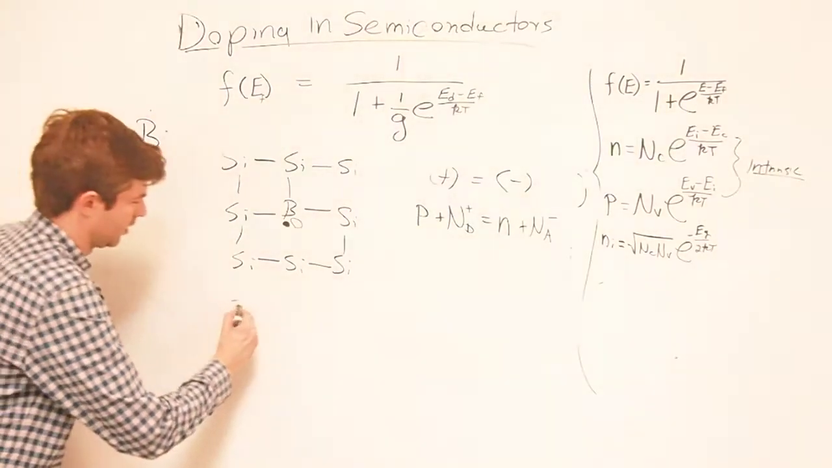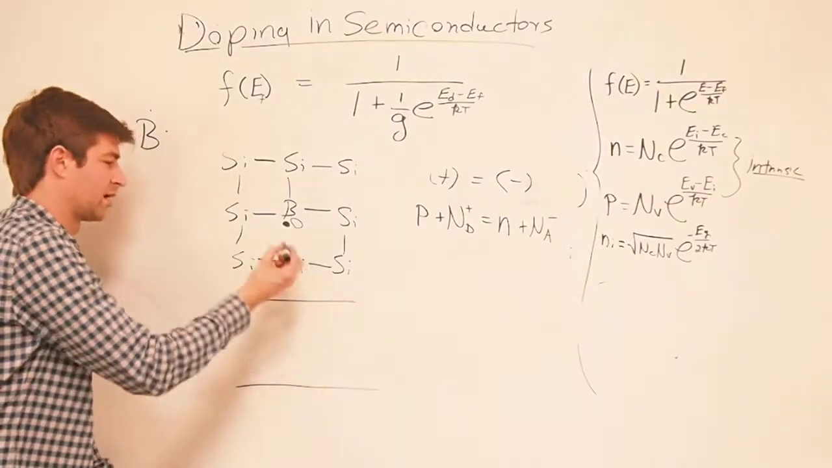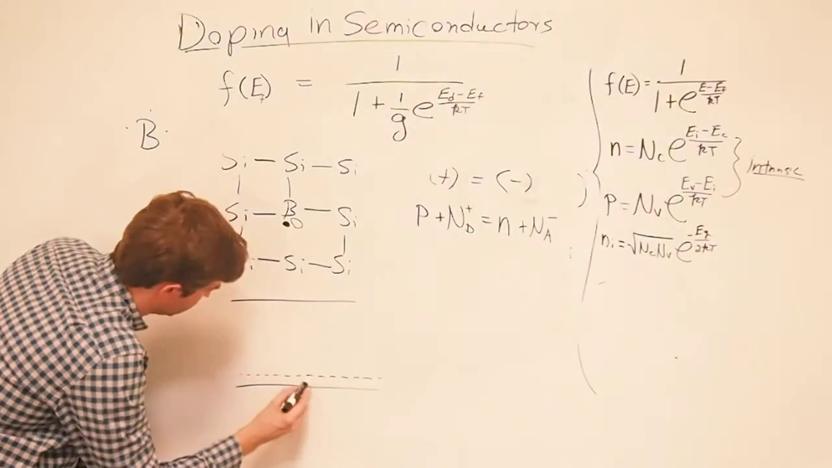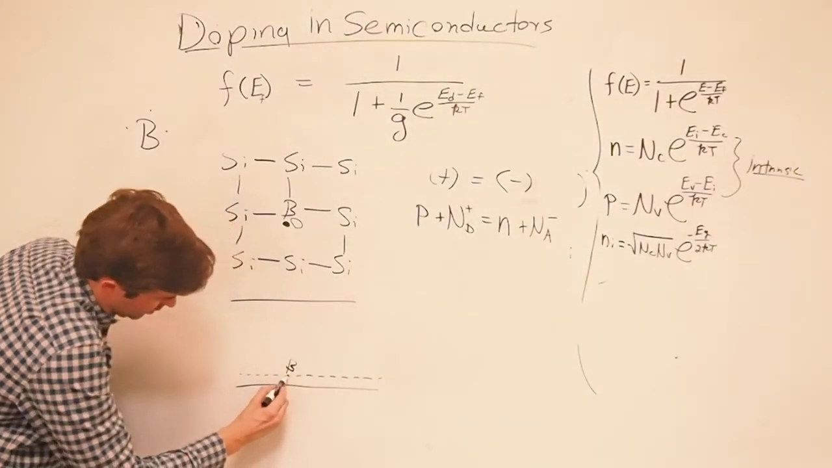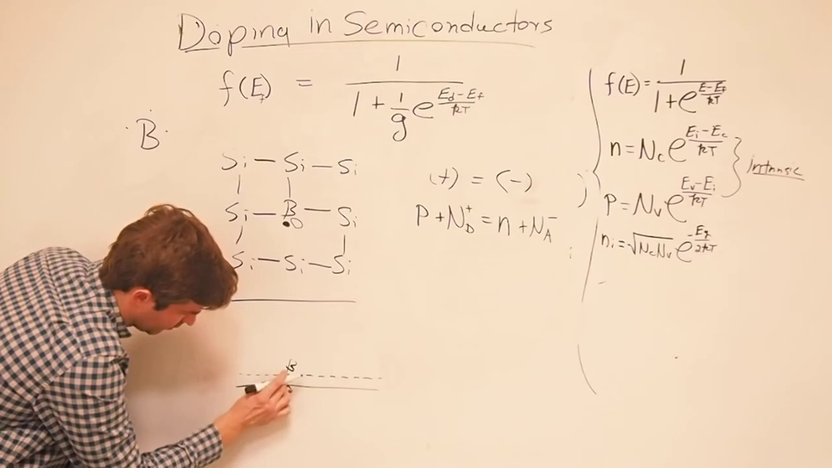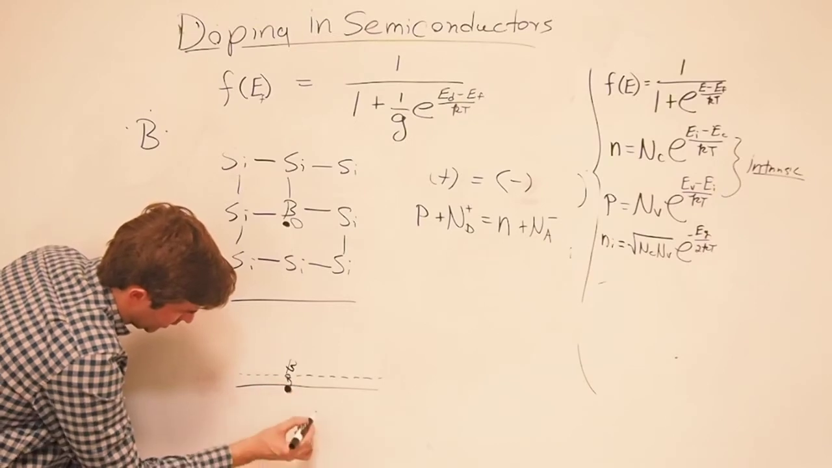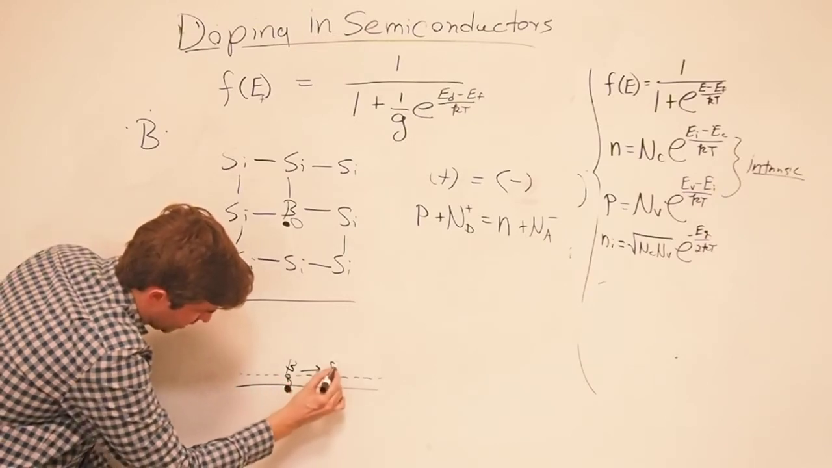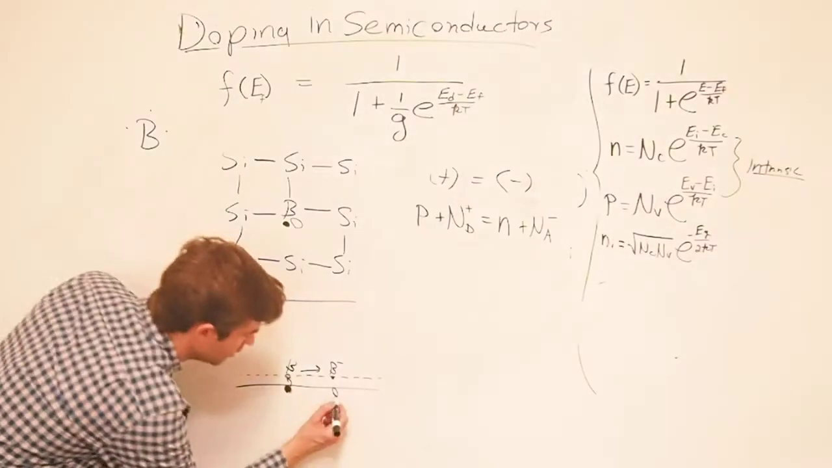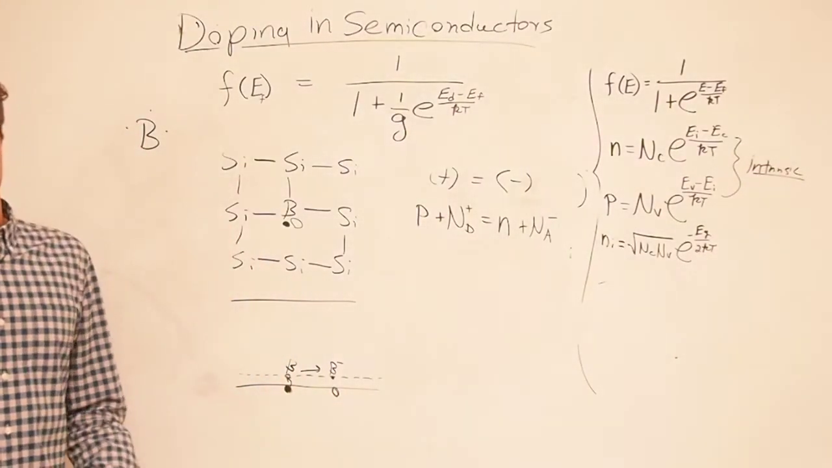So we want the energy of this acceptor, because it's accepting an electron from the valence band, to be very close to the valence band, right? So let's say it's boron, such that a small amount of thermal energy should take this electron here and move it up to here, and then we have B minus, because it has an extra electron, and here we have a hole. A hole is really just an absence of an electron in the valence band.